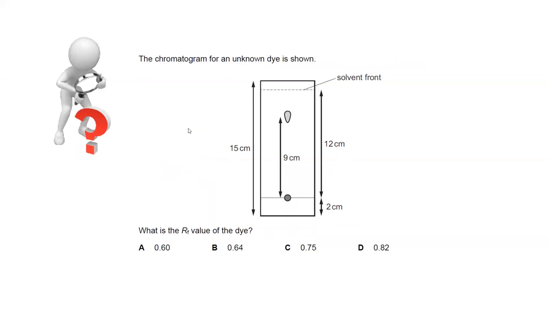The chromatogram for unknown dye is shown. What is the RF value of the dye? The distance moved by the spot divided by distance moved by solvent from origin. Both distances are taken from origin. So what is the right answer for this?